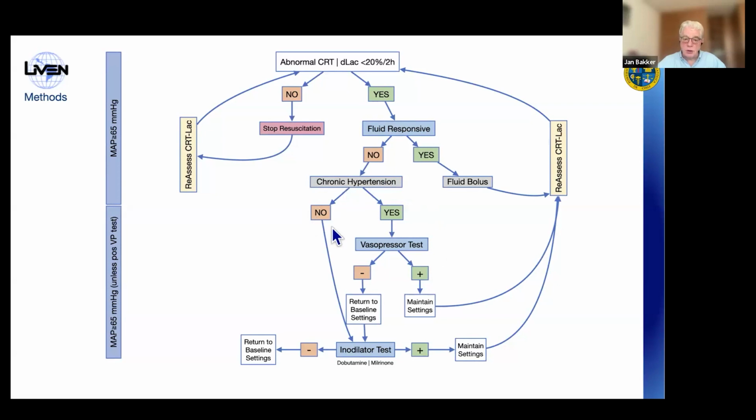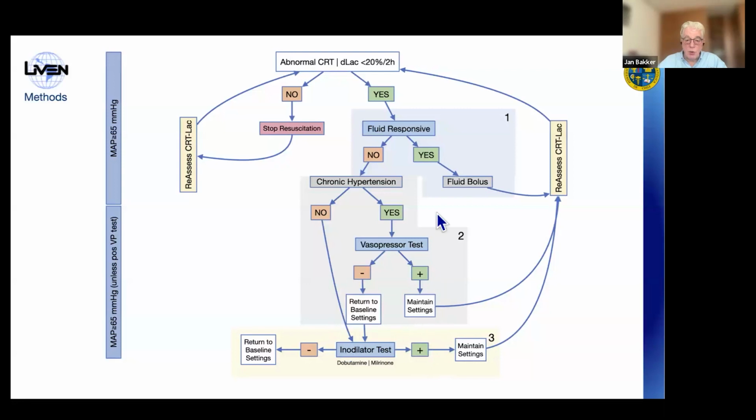If you were not chronically hypertensive, we use the inodilator test. So instead of nitroglycerin, we used either milrinone. Nobody used milrinone. The majority used a low dose of dobutamine, which of course is also a vasodilator. So that's the 3 steps in the resuscitation protocol: fluids, vasopressor test, and the inodilator test.